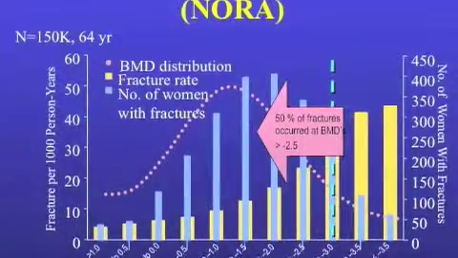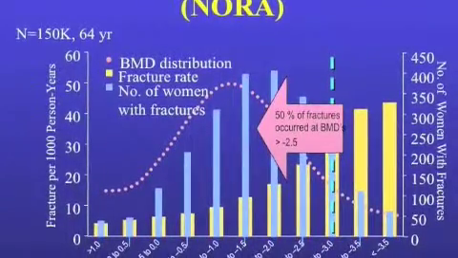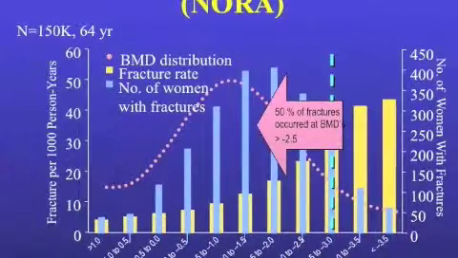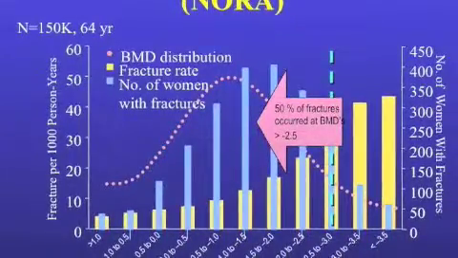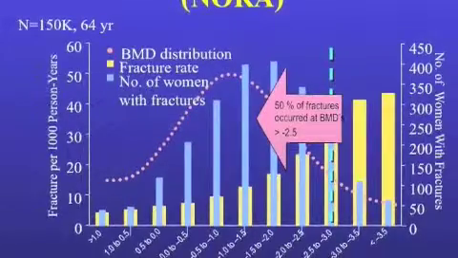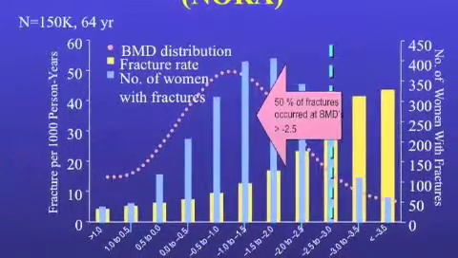But in general, I think physicians place too much emphasis on bone mineral density in assessing whether a patient is at high risk for developing a fracture. And this slide demonstrates this. It's the NORA data. They looked at 150,000 postmenopausal women with a mean age of 64. And what they did, they divided the women based on their bone mineral density T-scores, which is shown on the x-axis here. And this dotted pink line represents the BMD distribution of these women. So you can see the majority of women do not have osteoporosis, but are osteopenic.